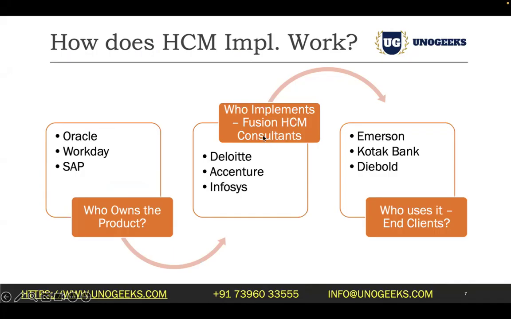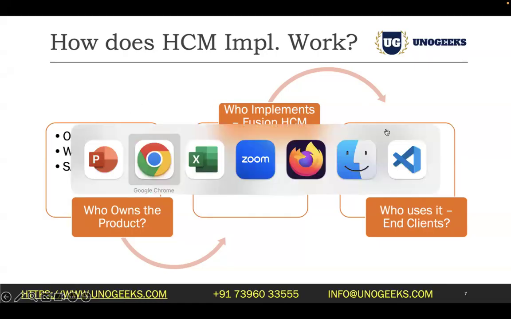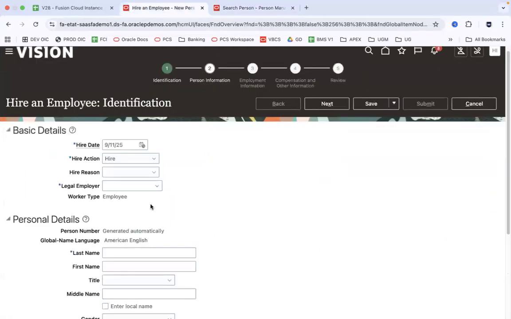And you will be joining one of the leading consulting firms. I just mentioned a few good consulting firms here, guys, like Deloitte, Accenture, Infosys, and so on. So these consulting firms have hundreds of Fusion HCM consultants working as teams. So what the end client needs to do, like Emerson, is when they get a product from the vendor, obviously they cannot use it as is.